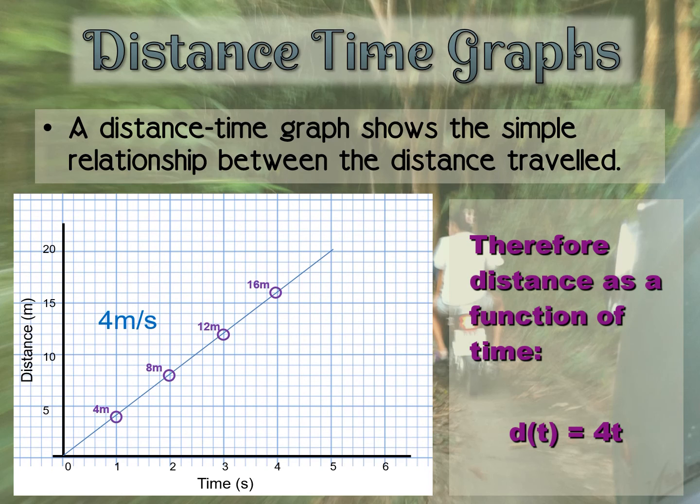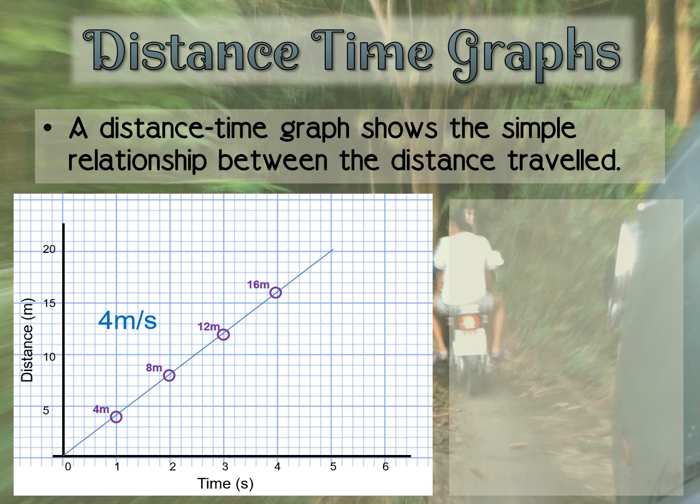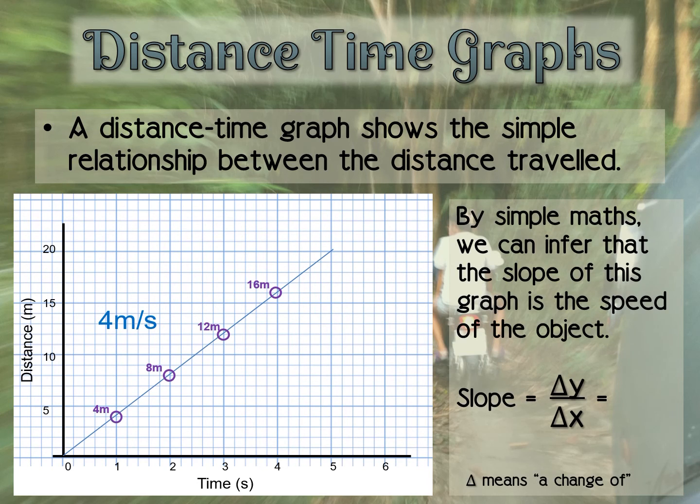And this also is shown by the fact that the line is straight. The straight line shows that the speed is constant, that the distance traveled is going up the same amount with every unit of time taken. And what this tells us then by simple maths is that the slope of this graph is in fact the speed of the object. So we have here a delta y over delta x equation, and you may have seen this in maths class for the gradient of a graph, the change in y over the change in x.